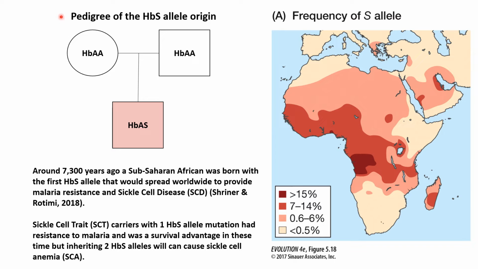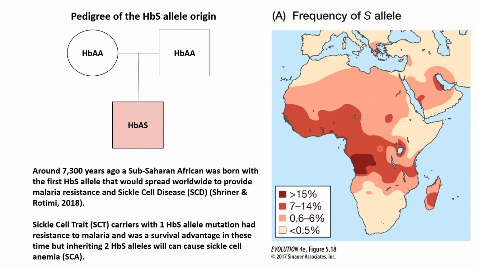So shown on the left here is a pedigree of the HbS allele's origin. As we see here, we have two wild-type parents represented in the white color with HbA alleles, and they have a child that has a HbAS allele. And this is actually strange because usually genetic information comes from half of the mother and half of the father, but sometimes mutations do occur.